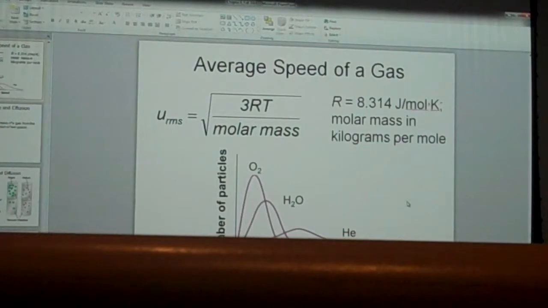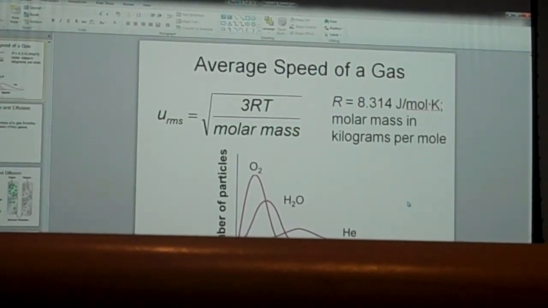When all those units cancel out, believe it or not, and you ought to prove it to yourself, because that'd be a fun exercise to do at home, those units actually do convert to meters per second. So, this is how you can calculate the average root mean square speed of a molecule. And it's just based on its molar mass and a temperature. That's it. So be able to do that. Simple equation. Know it.